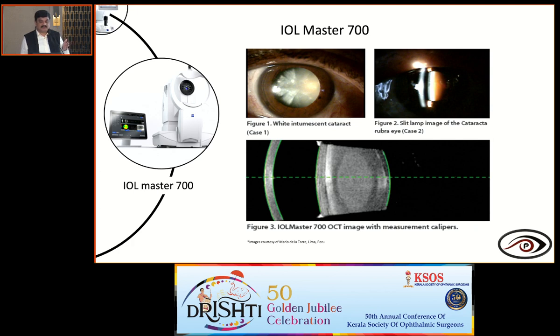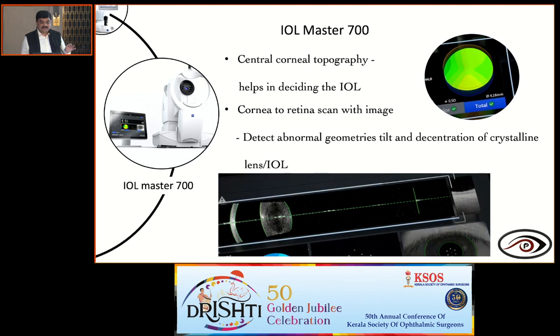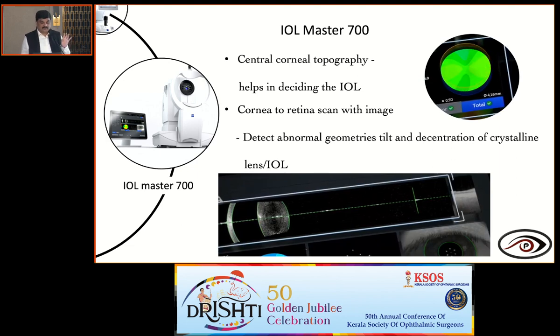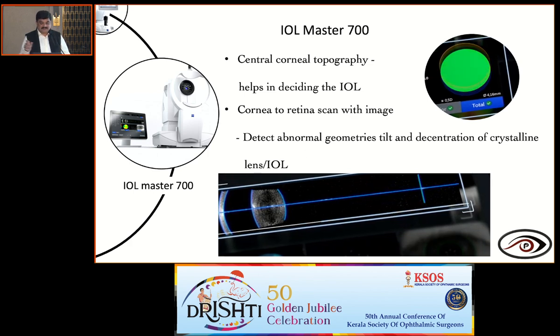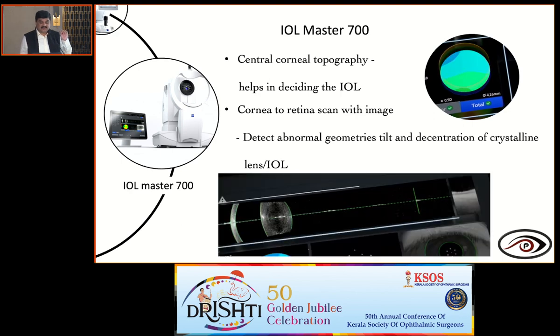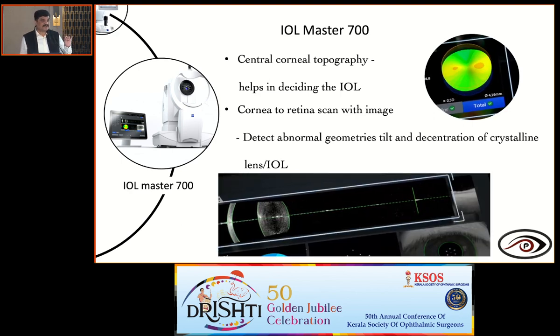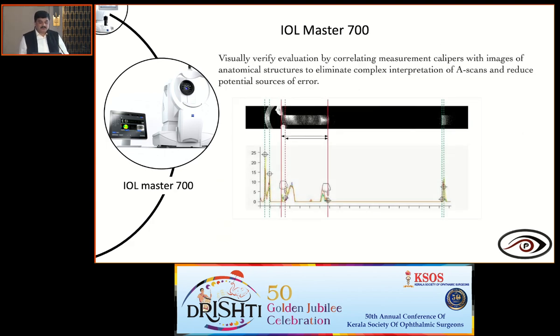If your patient has a white intumescent cataract and wants to go for a premium surgery, the IOLMaster 700 can still measure it. It also measures lens thickness. Other features: it takes a central corneal topography that helps in deciding the IOL, and it measures with a cornea to retina scan imaging technology. Very importantly, it detects decentration and even tilt of the crystalline lens, and postoperatively of the intraocular lens also.